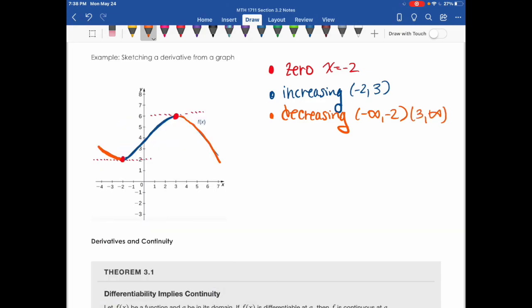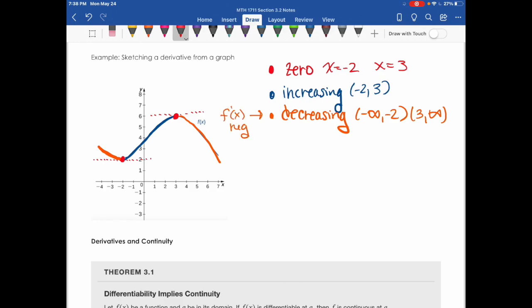So let me write this down. From 3 to infinity. Then we're going to be increasing from negative 2 to 3. And then we also have another place where the derivative is going to be 0, and that's going to be at x equals 3. So now let me draw the sketch of the derivative.